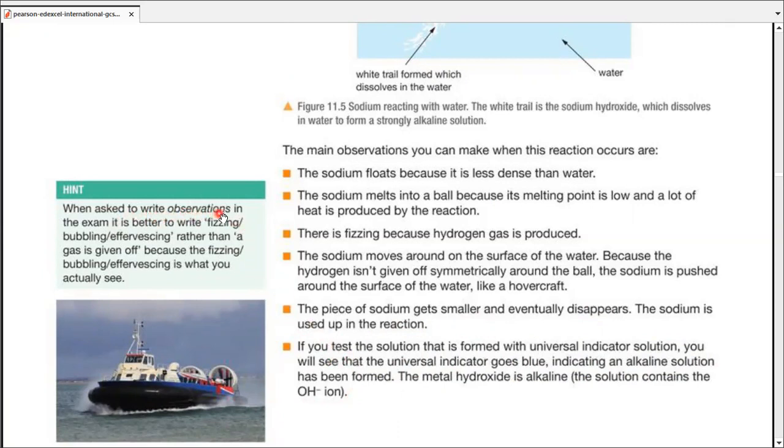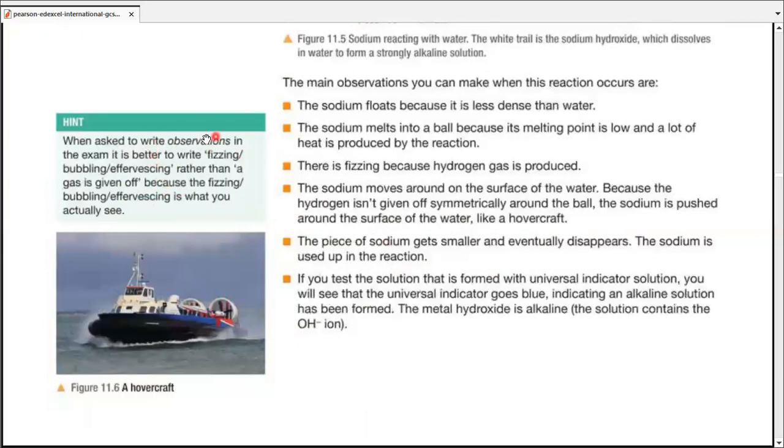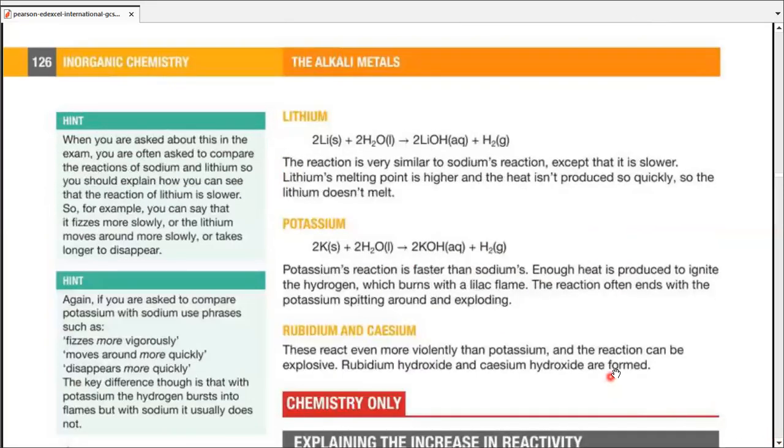When you're supposed to write observations in exams, it's better to write fizzing or bubbling or effervescence rather than a gas is given off, because fizzing is something that you observe or actually see. So when you're supposed to write observations, always tend to write with the words that are a part of visual observation, which is fizzing, bubbling, or effervescence, rather than what's actually happening behind it, which is a gas is given off.